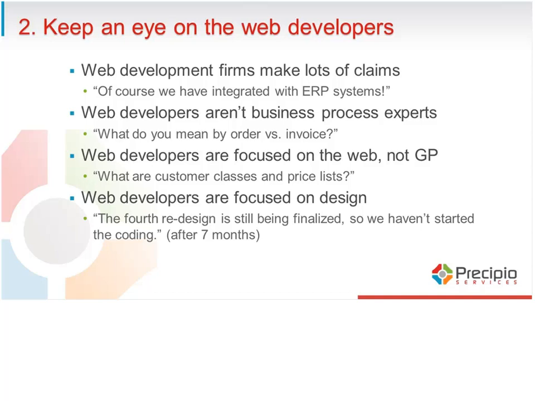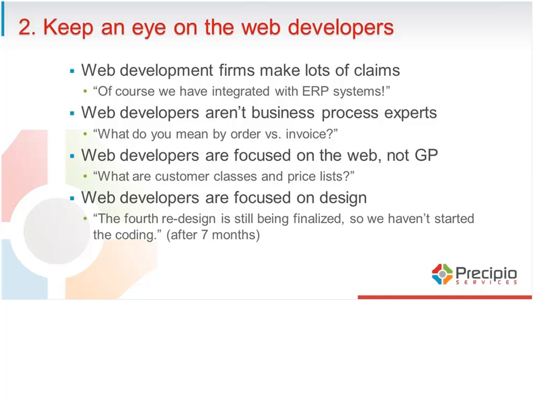And next up, web developers aren't necessarily business process experts. So you will have some idea of a business process that will be implemented in GP, and that may not mean much to them. So orders versus invoice. Are you going to transfer your transactions from your website into GP as an order or an invoice? How does that affect your fulfillment? How are you going to process payments? What if you have back orders? All those issues, those may not be the top of their list. And so you need to be aware that you need to take care of many of those things.